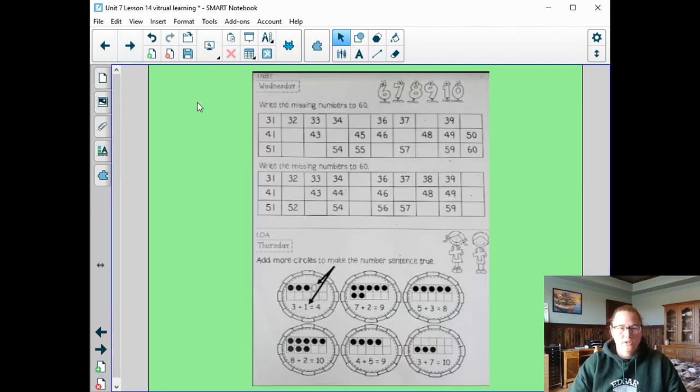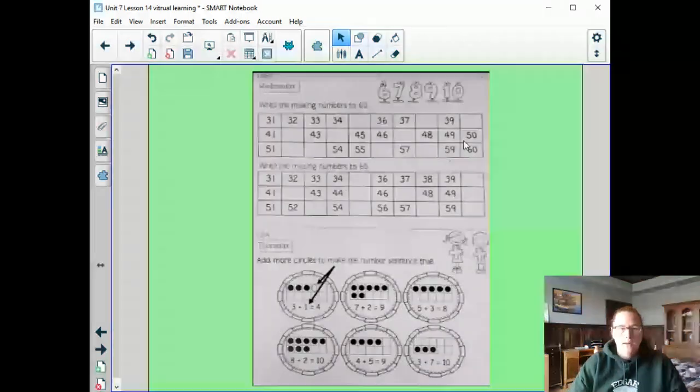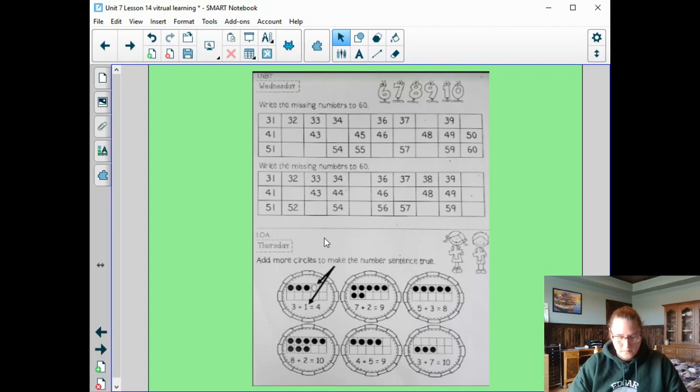Last worksheet on the back. This top one, you're going to write the missing numbers all the way to 60. Please do both boxes all the way to 60. There's different numbers missing. And then on the bottom, it says add more circles to make the number sentence true.